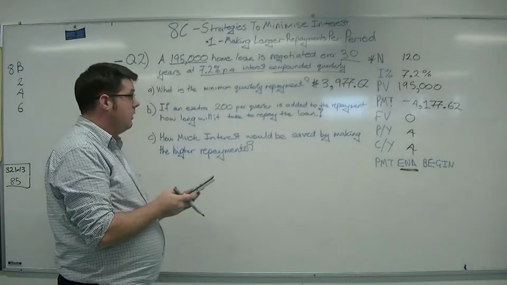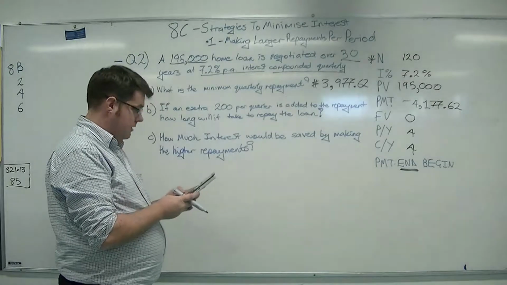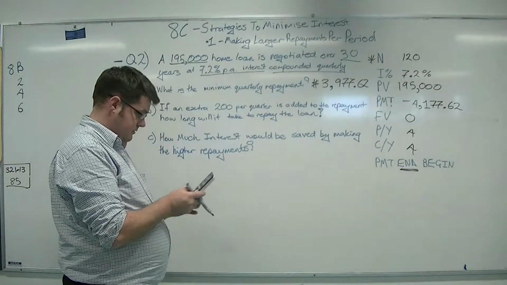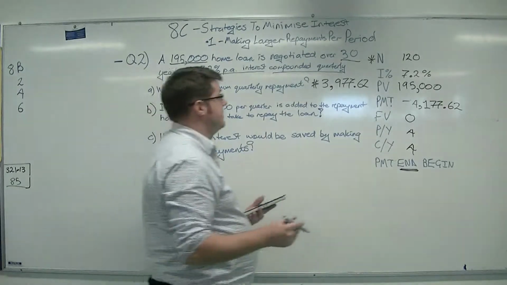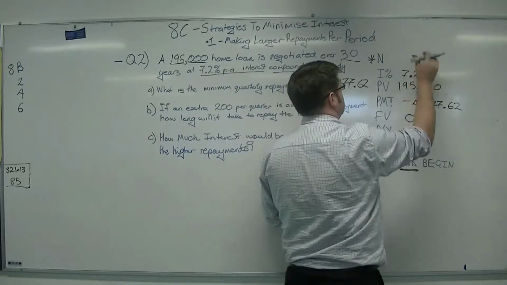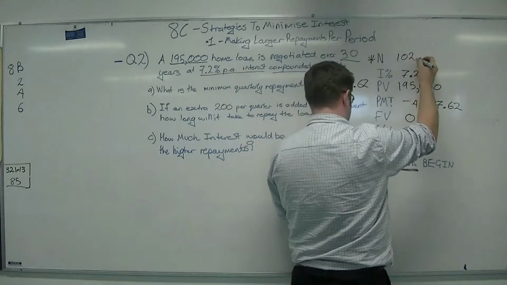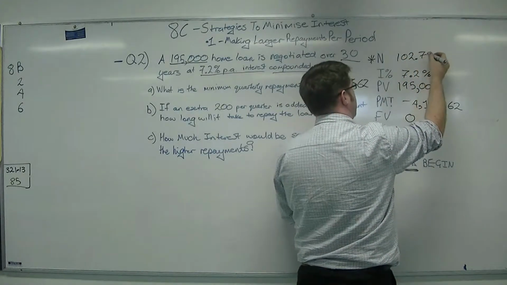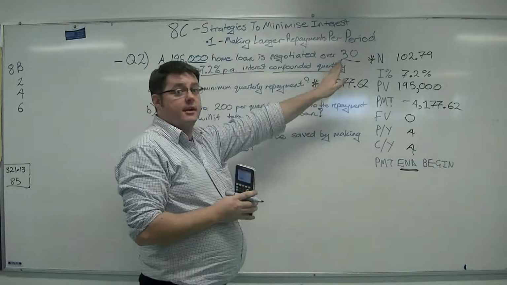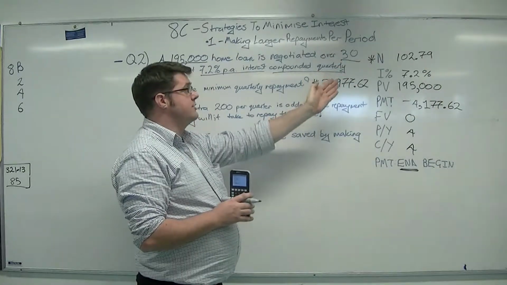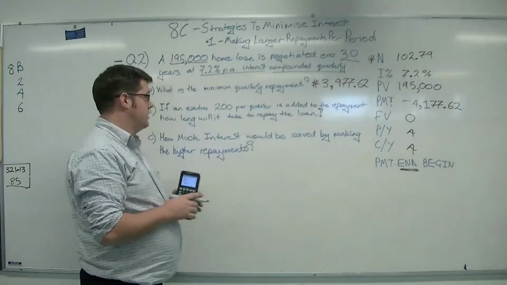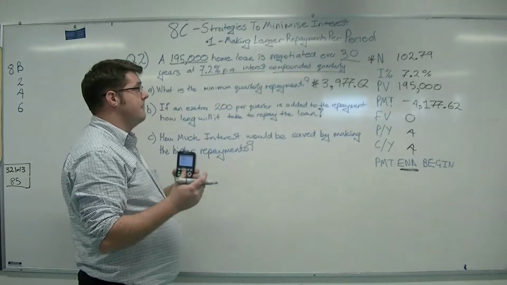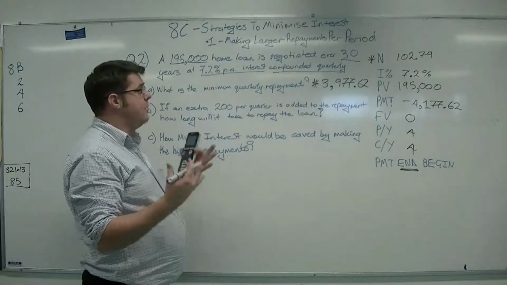Let's just plug these values into the TVM solver, and Alpha Solve. This is going to give us 102.79. It's fair enough that the calculator is going to give us that answer of 102.79 quarters, but we can't leave the answer in parts of quarters. It has to be a whole quarter.